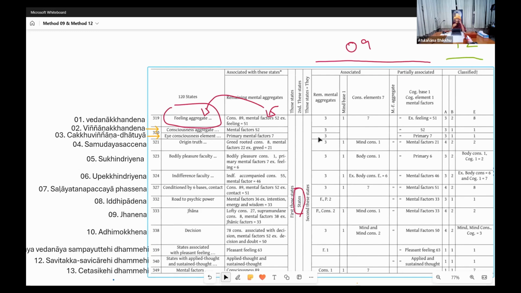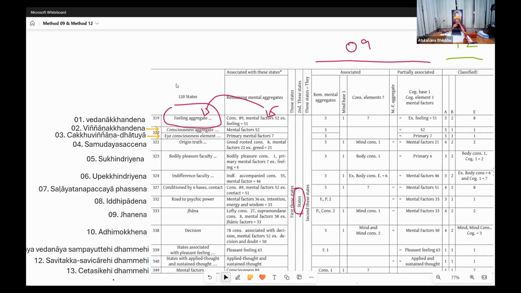And then for the association on the bases and elements, it's not applicable. But in terms of the partial association, it's applicable for Dhammayatana and Dhamma Dhatu. For Dhammayatana and Dhamma Dhatu, the partial association is applicable for the seven universal mental factors.